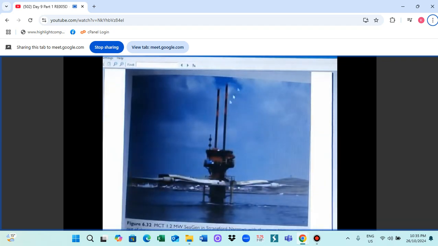And this one is also a turbine system. When the water tide rotates, this one will rotate and produce the electricity.